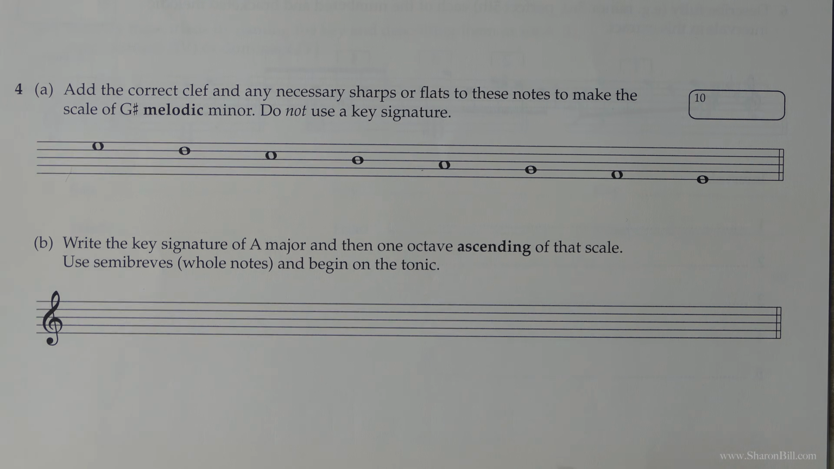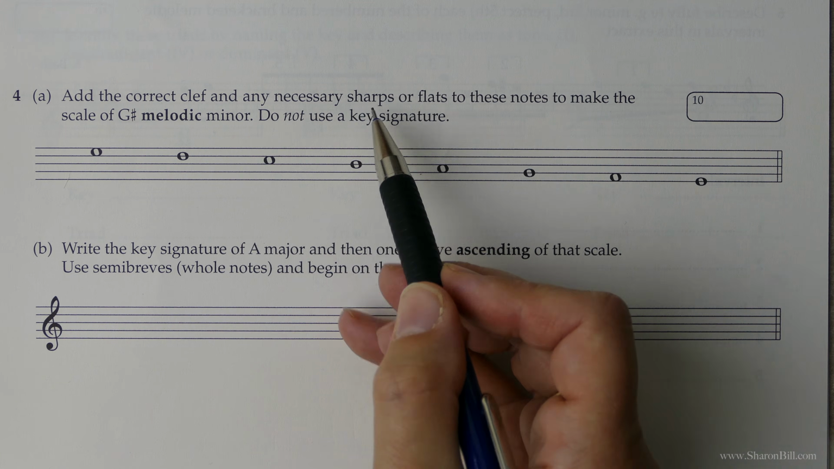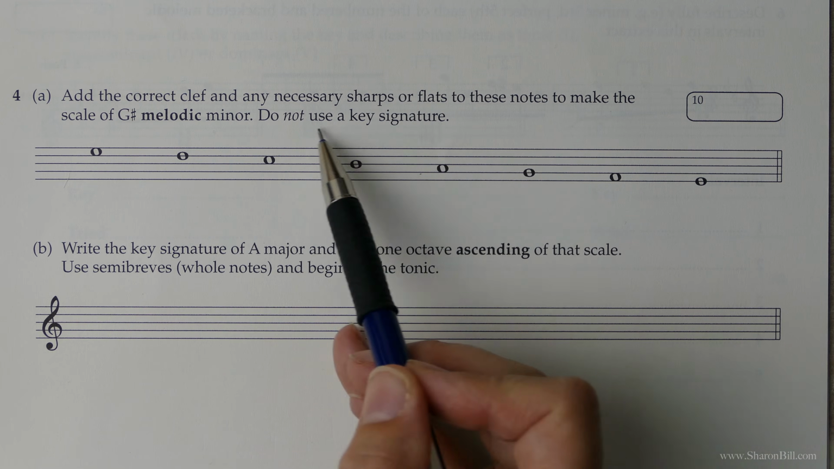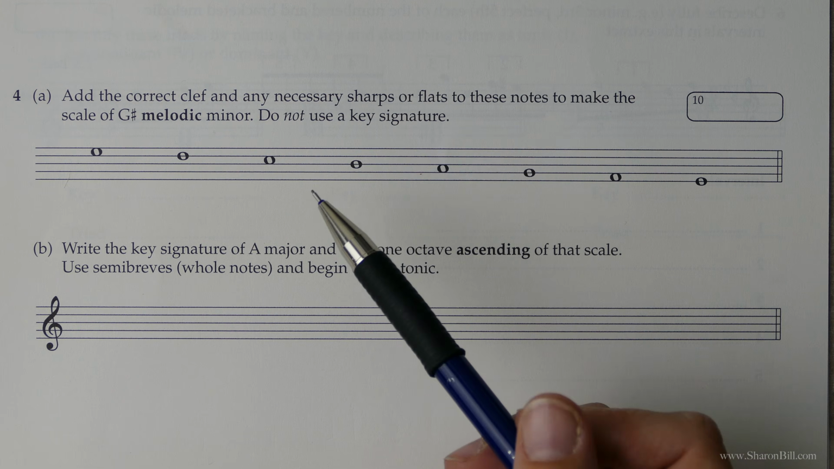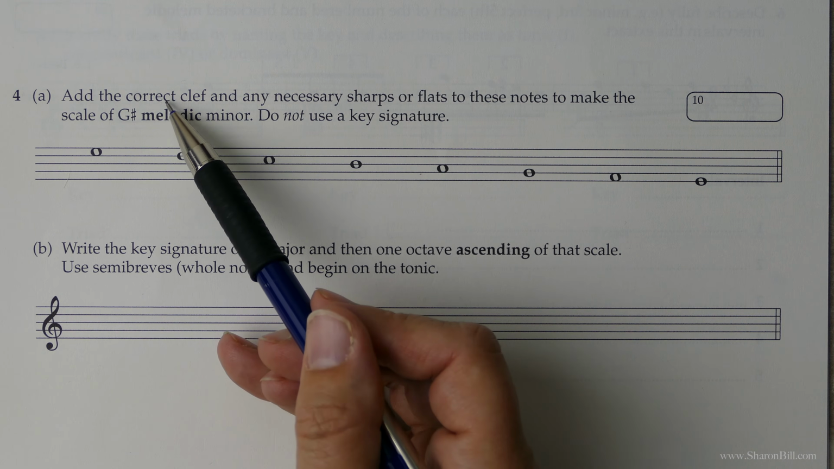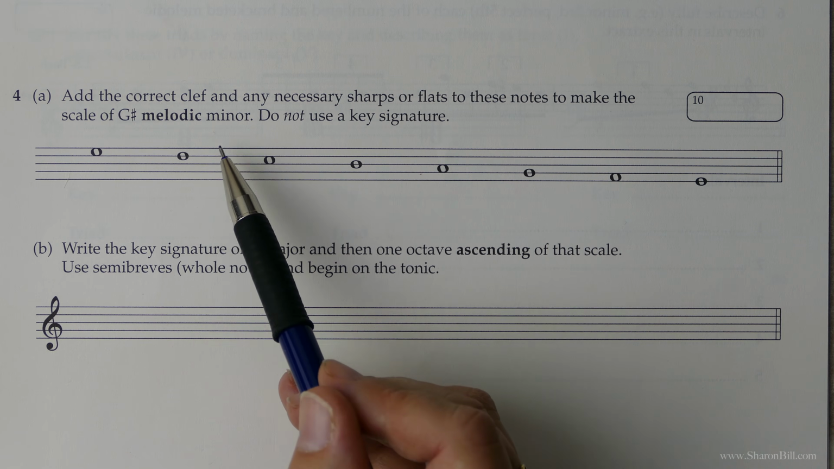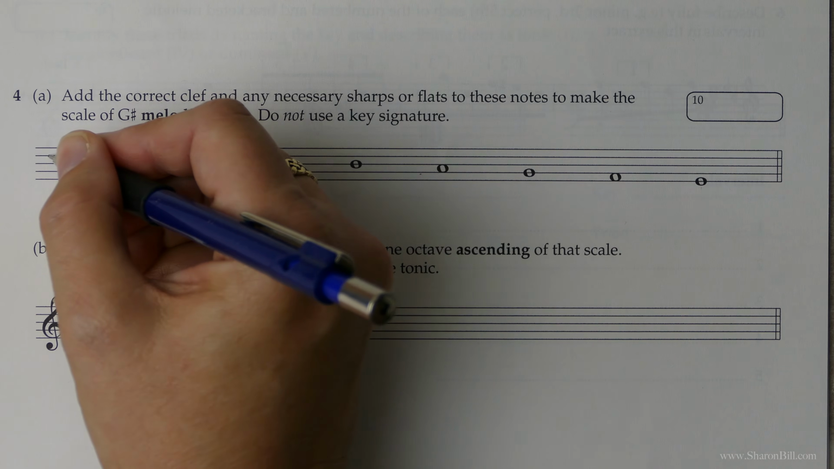And so we're asked to add the correct clef and any necessary sharps or flats to make this scale. We're not required to use a key signature. However, we do need to bear in mind what that key signature would be. So first of all, let's add the clef. So of course, G sharp melodic minor should begin and end on G sharp. And so for that to be the case, we need this to be bass clef.